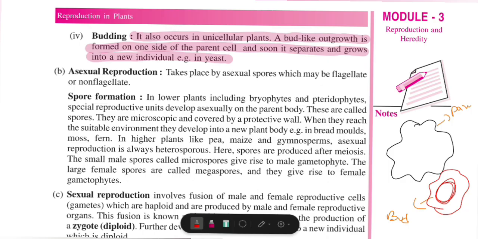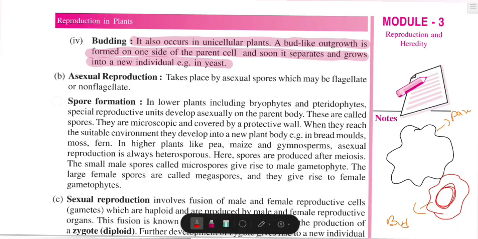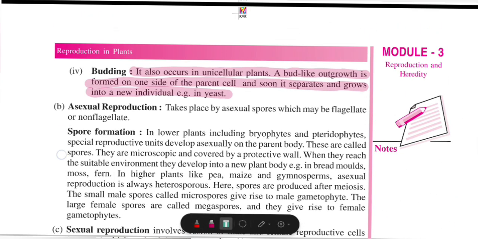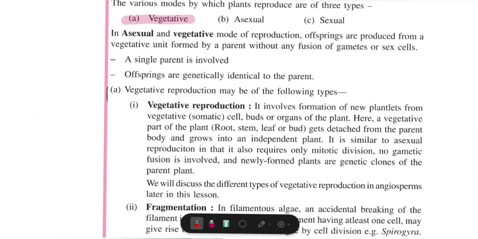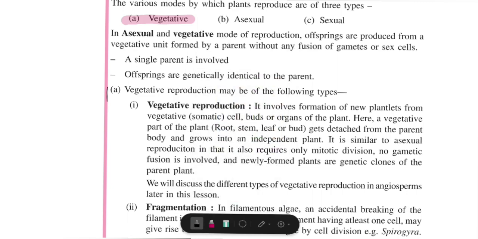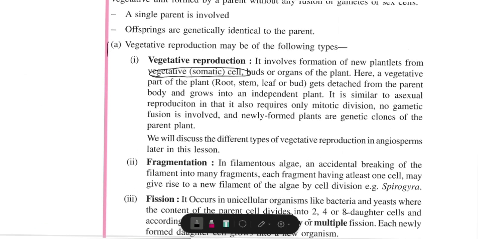So easy, nothing much. It's a very simple topic. So that is vegetative reproduction. Now a quick recap of vegetative reproduction. Vegetative reproduction occurs in plants, right? It occurs from a vegetative or somatic cell, and only mitotic division takes place. In vegetative reproduction, only mitotic division takes place.